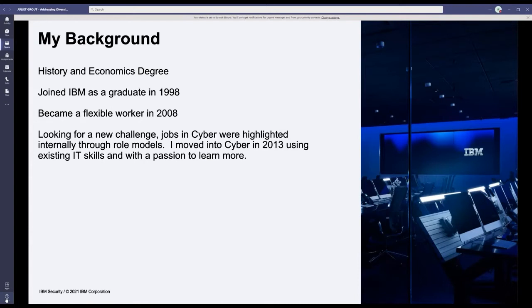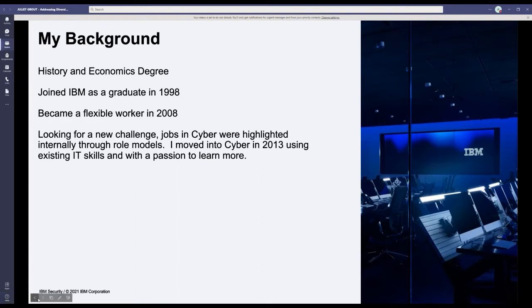I became a flexible worker in 2008 when I came back from my first maternity leave, and that presented more challenges. This is a key thing I see in terms of women being retained in the IT sector: for a variety of reasons, people want more flexible working patterns, and that's something IBM has an excellent history on. It's been a very early adopter of flexible working patterns and continues to do so.